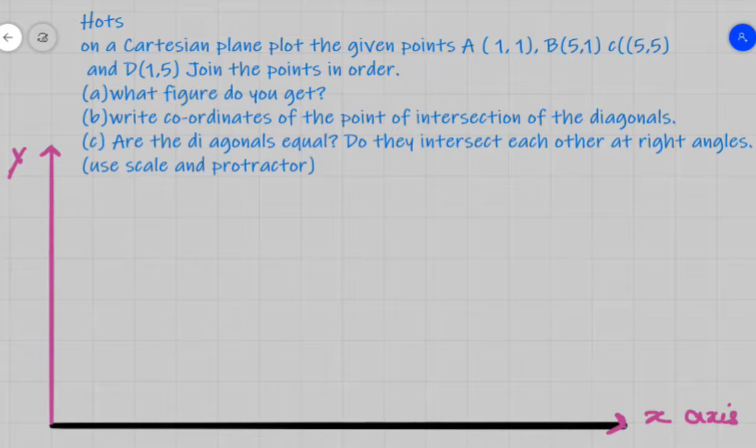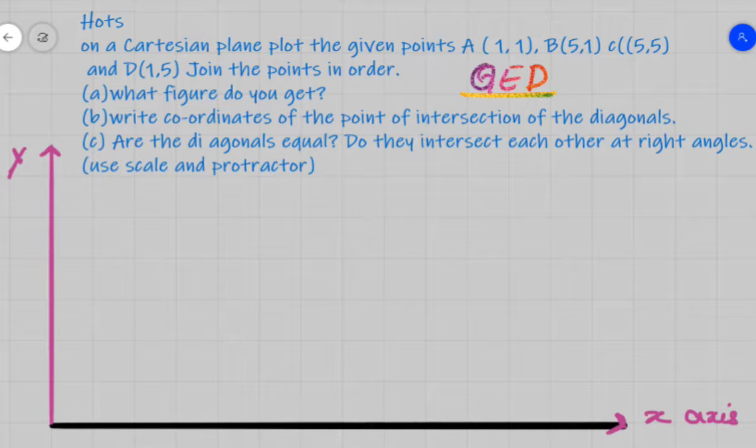Today let us see the HOTS question of Introduction to Graphs. HOTS means higher order thinking skills. If you concentrate nicely, you will see that these questions can be quite easily done, QED. We can do these questions very easily, but for that you have to concentrate and see nicely what all we have to do.